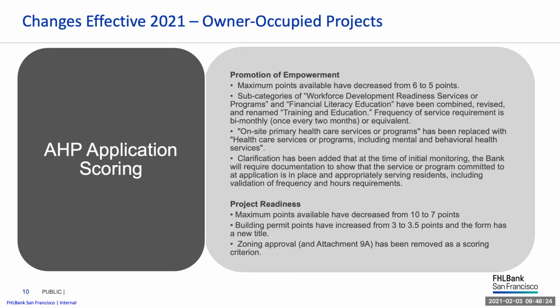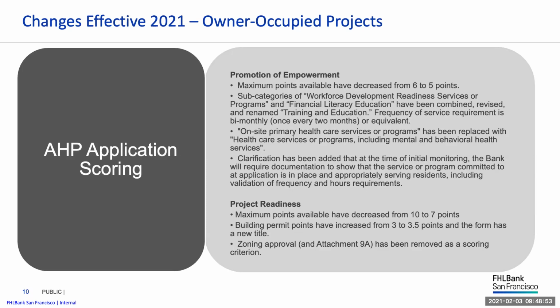Some changes to promotion of empowerment. The maximum points available have decreased from 6 to 5 points. The subcategories of workforce development and financial literacy education have been combined, revised, and renamed training and education. The frequency of service requirement is bi-monthly or equivalent. On-site primary healthcare services has been replaced with healthcare services or programs, including mental and behavioral health services.